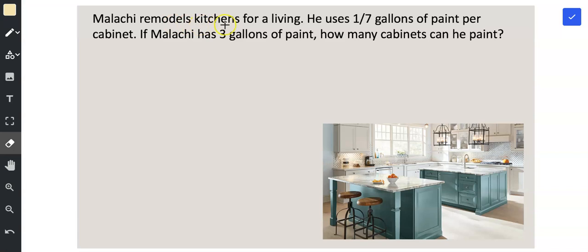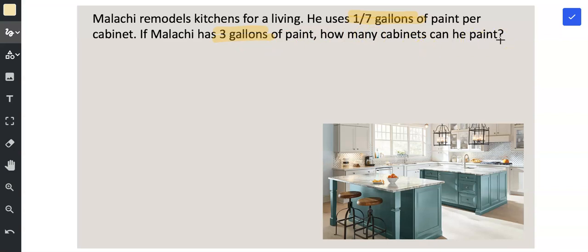Malachi remodels kitchens for a living. He uses 1/7 gallons of paint per cabinet. So that's important. So I need to go to my scribble tool and I'm going to highlight that. He uses 1/7 gallons of paint per cabinet. If Malachi has 3 gallons of paint, that's also important. How many cabinets can he paint?